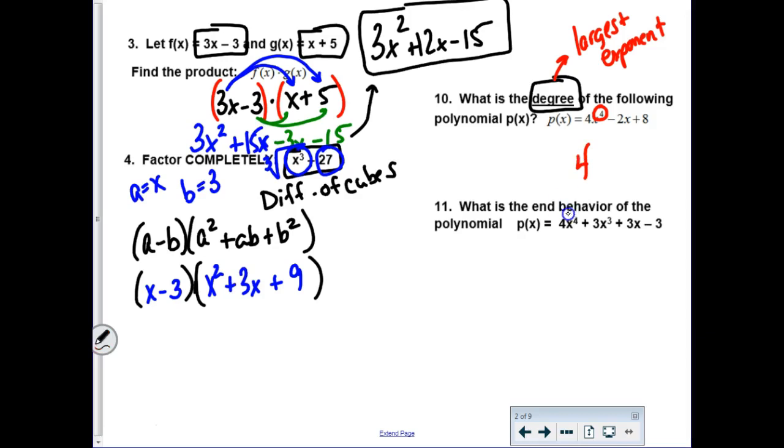Again, it's multiple choice, so you have to look carefully because these are kind of hard to look at in multiple choice. But it's going to be a bunch of these. So end behavior.